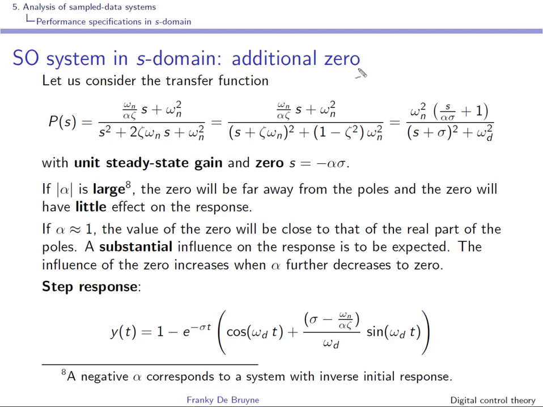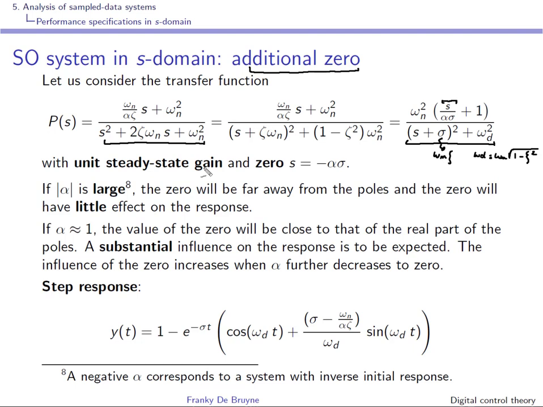So let us have a look at the presence of an additional zero. We'll consider a transfer function with the same denominator, and again we can do the completion of the squares. Sigma here is omega n zeta, and omega d is the natural frequency times the square root of 1 minus zeta squared. So if this term disappears, we have the transfer function that we have considered before, but we have added this term over here. So this means that we have now still a unit steady state gain, right?